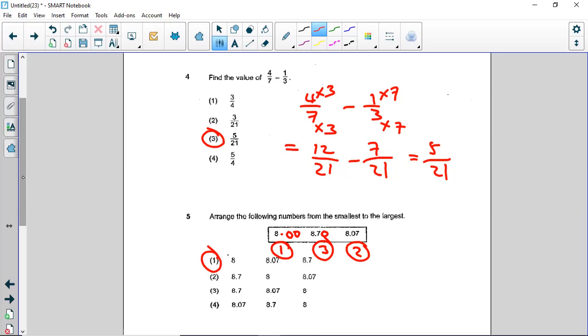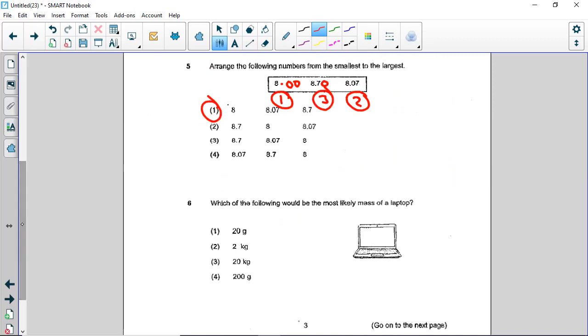Okay, let's go to number 6. Which of the following will be the most likely mass of a laptop? It cannot be 20 grams. 20 grams is the weight of your 10 cent coin. It's very light, so it cannot be so light. It cannot be 20 kilograms because that's very heavy. That is the weight of a little boy. Maybe some of you weigh 20 kilograms, which I don't think so. Maybe a toddler, 20 kilograms.